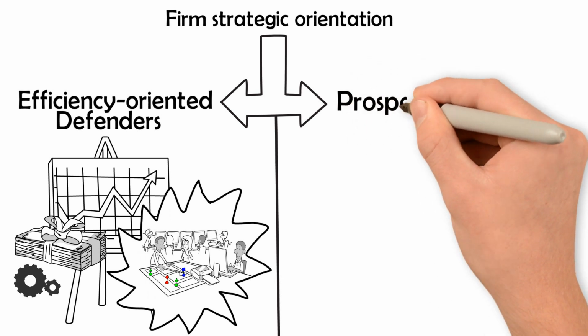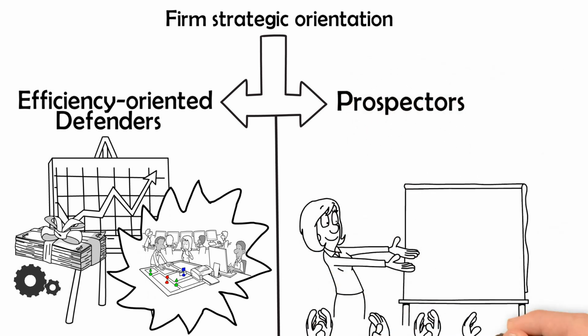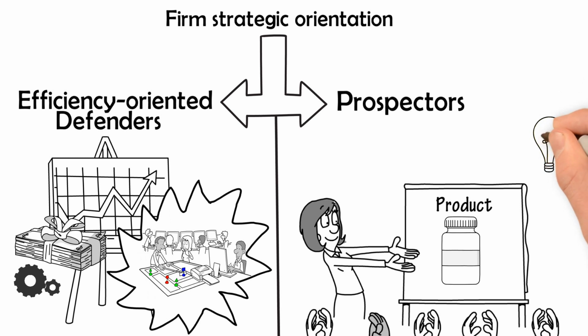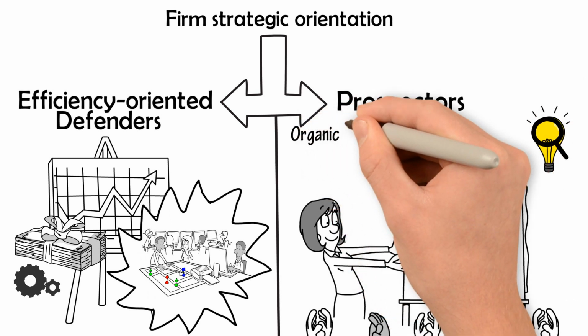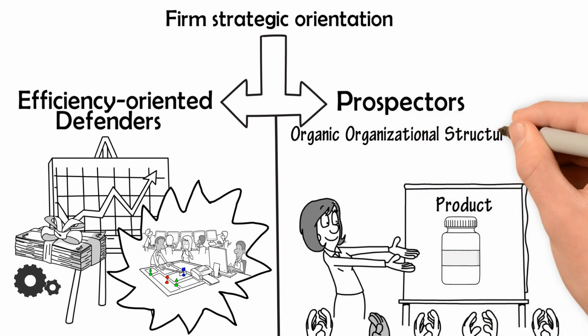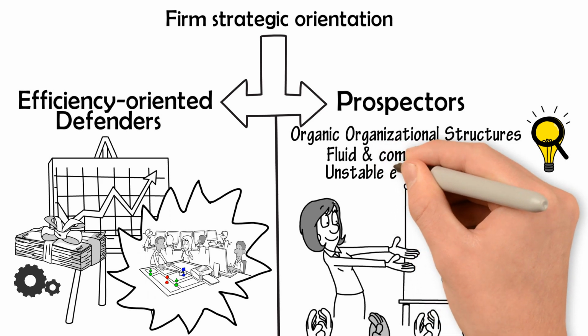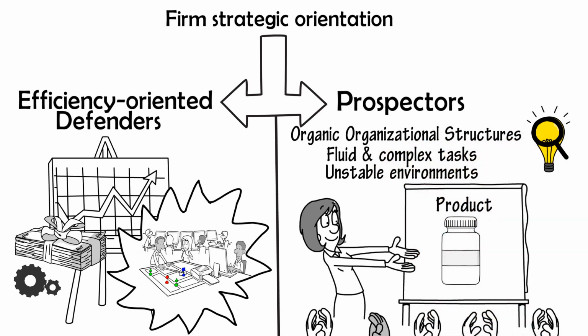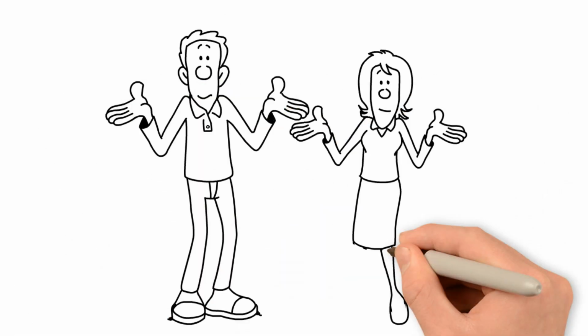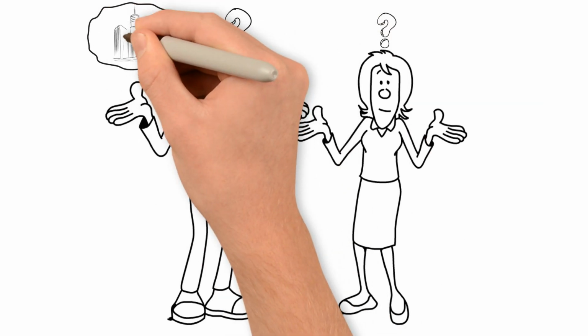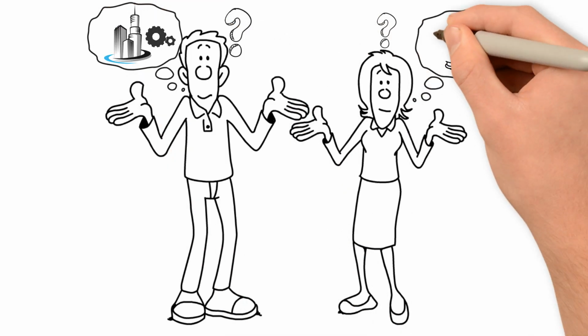At the other end of the spectrum, prospectors pursue growth through product innovation and the search for new market opportunities. A prospector strategy is typically associated with organic organizational structures, fluid and complex tasks, and unstable environments with a rapid rate of change. So how should companies with these very different strategic orientations structure their pay systems?